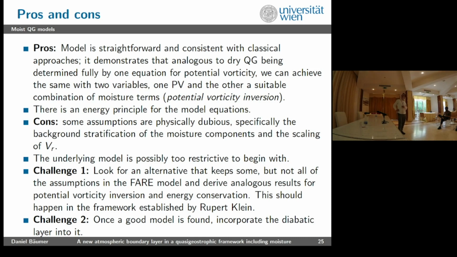But especially as far as this is concerned, some assumptions are dubious, and I talked at length to Professor Klein about that. First of all, the moisture components, the mixing ratios of water vapor and rain, are separated into a background specification and deviations from that, which is not in general accurate. And then we have the scaling of the terminal rainfall velocity, which here is taken to be very, very small.